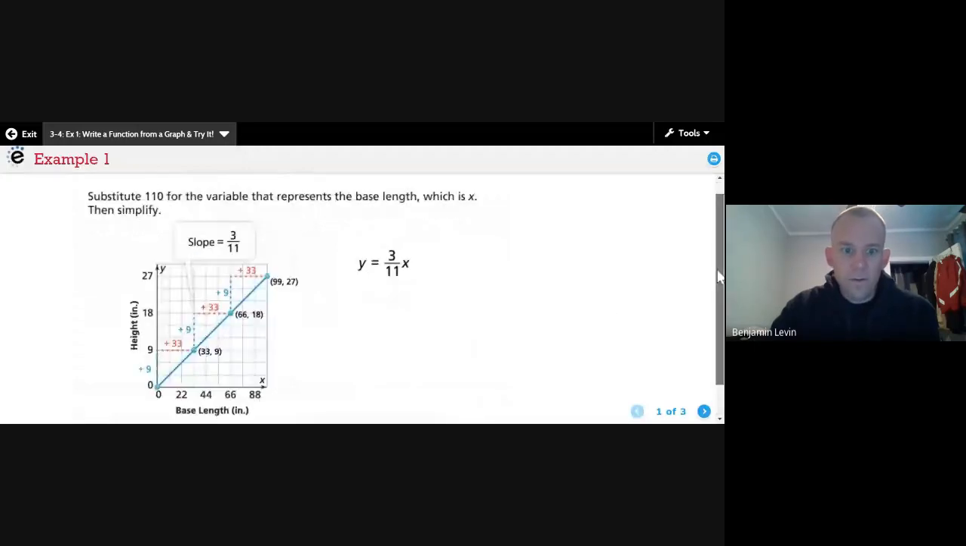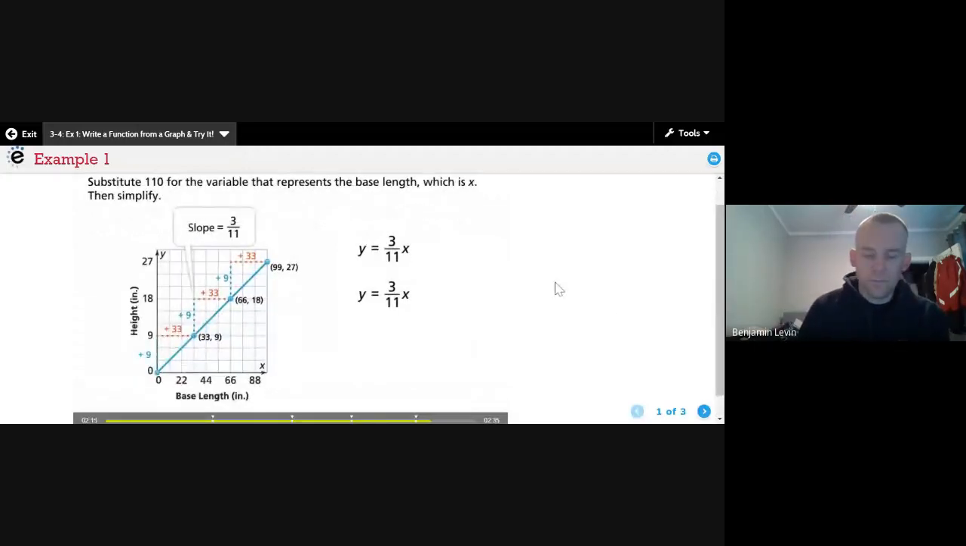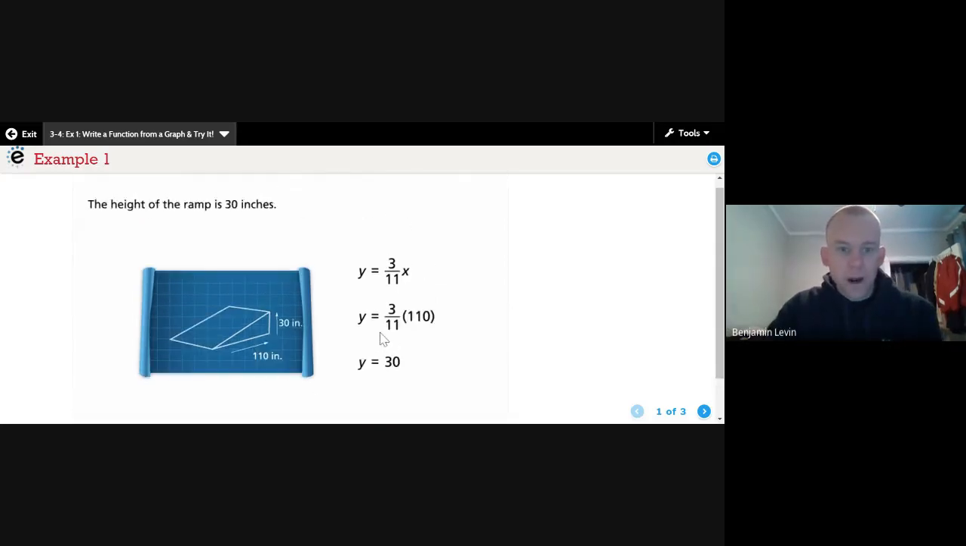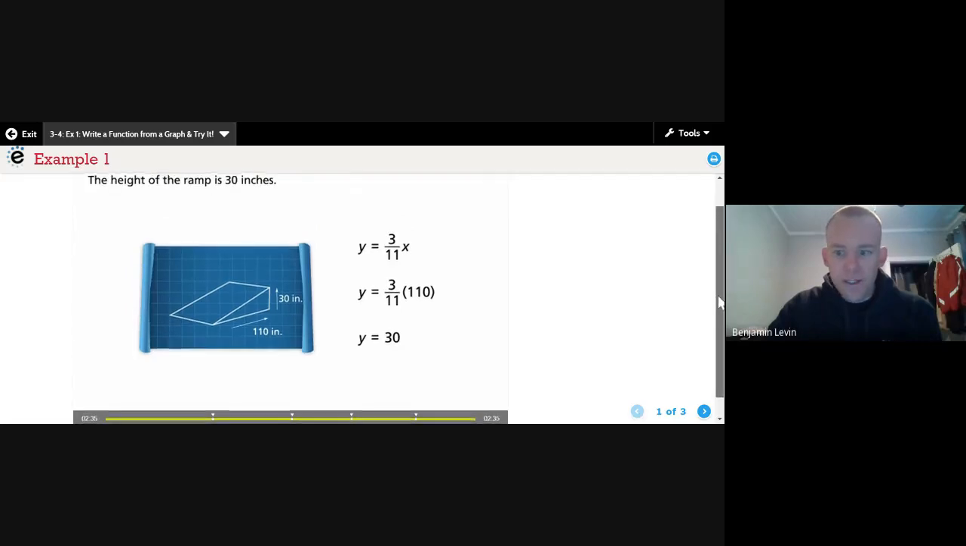Substitute 110 for the variable that represents the base length, which is x. Then simplify to find that y equals 30. Our results show that the height of the skateboard ramp is 30 inches when its base length is 110 inches. All right. So that's the end of the video.